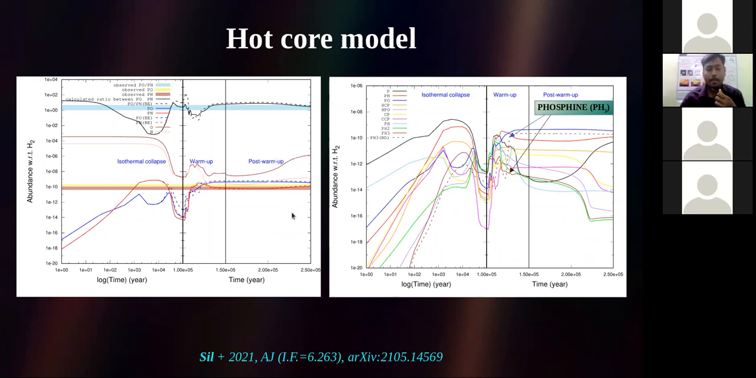So suppose you are increasing the temperature in the post-warm-up phase, say going to 300 Kelvin, what will happen to the abundance? Yes, the species can go from the ice phase to the gas phase with increasing temperature. So you'll see more abundance in the gas phase, I think, right? Yes, according to their binding energy.